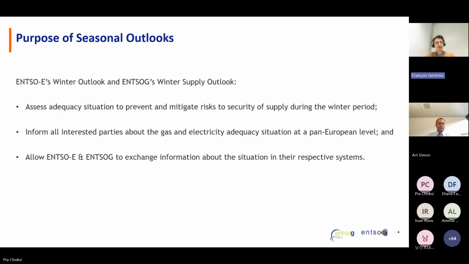So the purpose of the seasonal outlooks: we do this because it's important to assess the adequacy situation and to prevent and mitigate risk to security of supply during the winter periods. It's also relevant to inform all interested parties about the gas and electricity adequacy situation at a pan-European level, and finally to allow ENTSO-E and ENTSOG to exchange information about the situation in their respective systems for this winter.